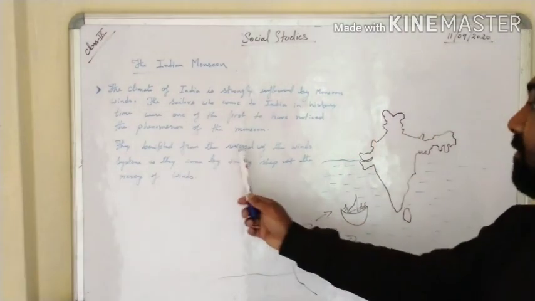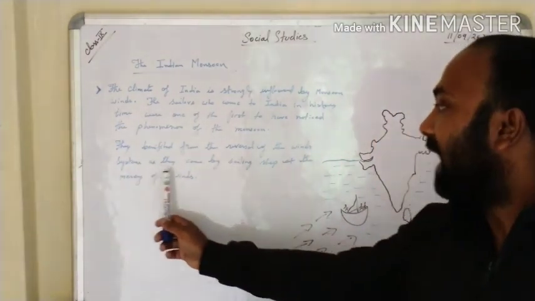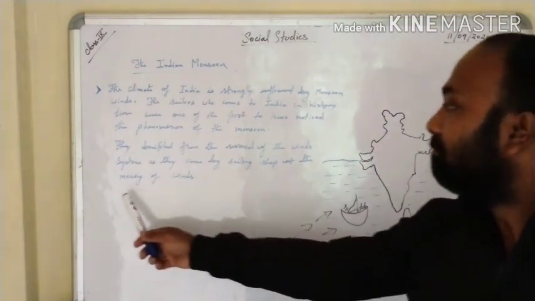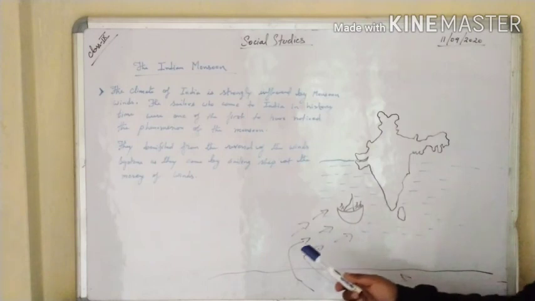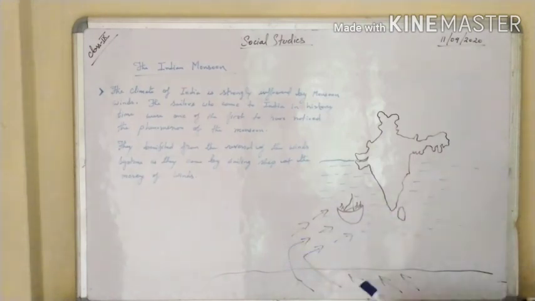They benefited from the reversal of the wind system as they sailed their ships at the mercy of the wind. Now, as you can see in the picture, when the sailors came to India, they experienced the influence of the monsoon wind.